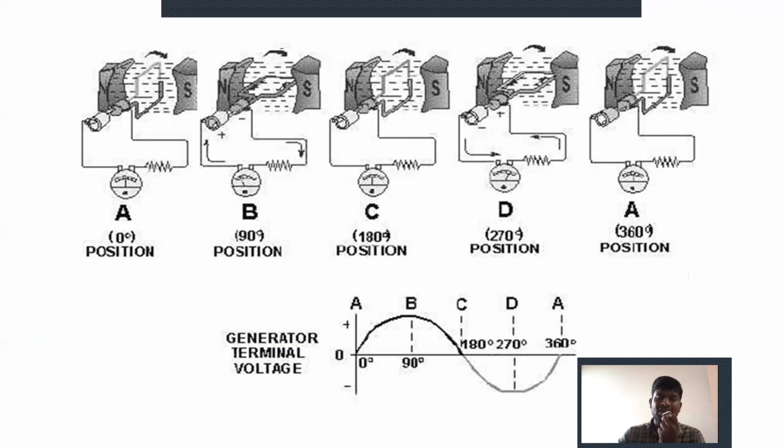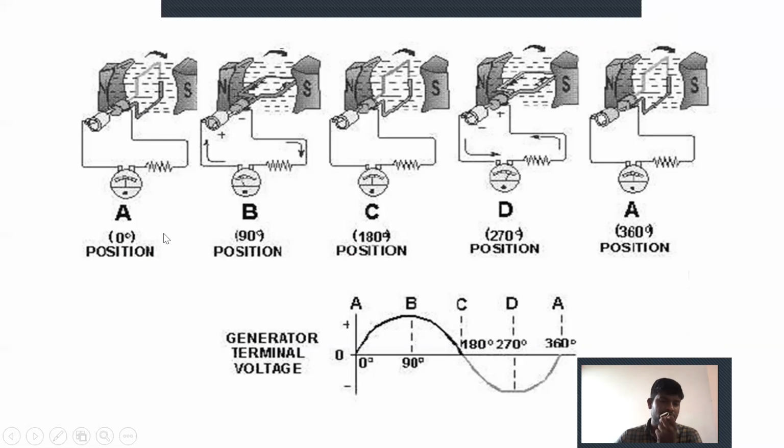So what you can observe here is a simple pair of poles, north and south. Between the north and south, there are flux lines. And here I am placing a simple coil, that is a rotating coil. Initially at position A, there is no rotation. That's why there is no flux linkage.